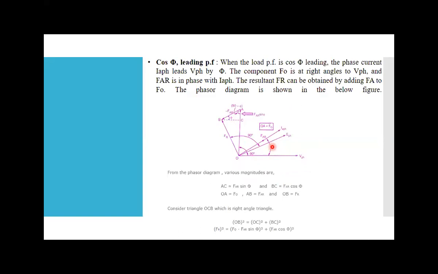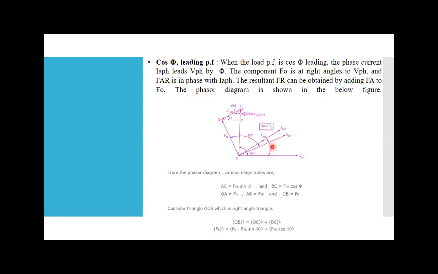Suppose your load is capacitive. So we are taking voltage as a reference. In capacitive load, my current is leading the voltage. So now you can see my current is leading the voltage at some angle, and that angle is known as phi.